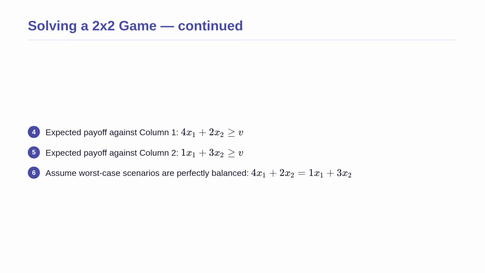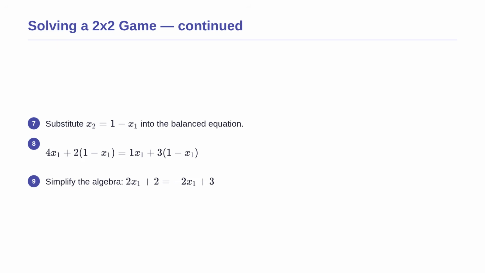Continuing with our setup, we now write the expected payoff inequalities for each of player 2's columns. If player 2 plays column 1, player 1's expected score is 4 times x sub 1 plus 2 times x sub 2. This must be at least v. We write a similar rule for column 2. To find the absolute perfect strategy, we assume these two worst-case scenarios are perfectly balanced and equal to each other. We do this because if one side were larger, player 2 would simply always play the column that gives player 1 the smaller amount. Now that we have our balanced equation, we need to solve it.